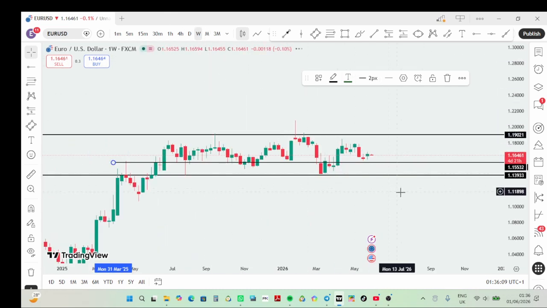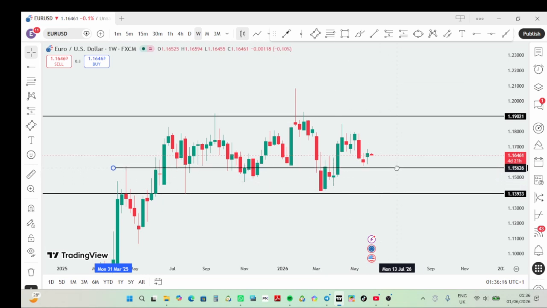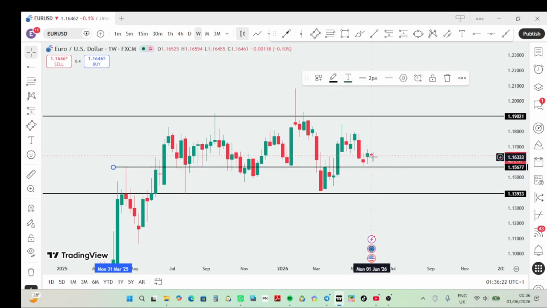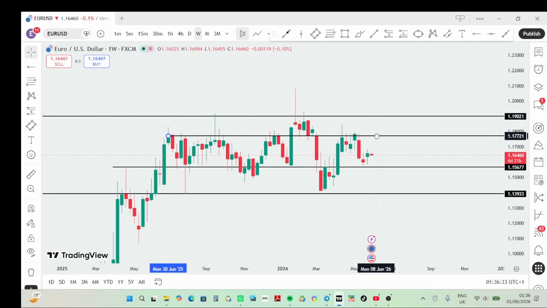So let's trade what we see. Don't trade blindly. Don't just join the market because you just want to join the market. Let's see what the market wants to do. At this level now, I'm expecting EURUSD to reverse, a little retracement from this point, then looking for a bullish move up to this level here.